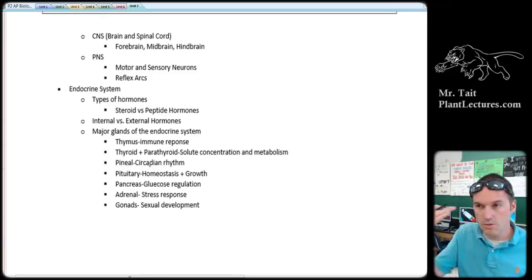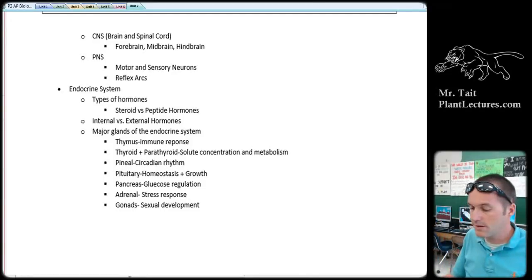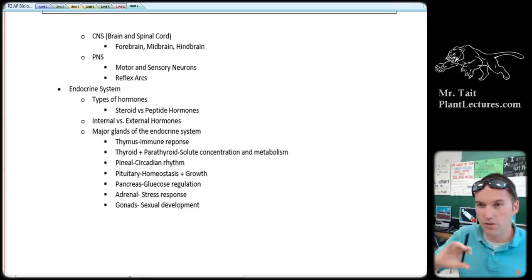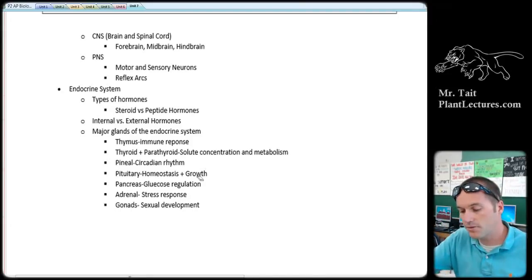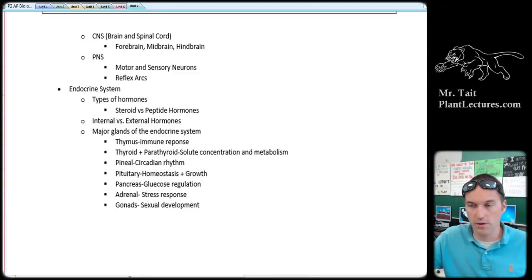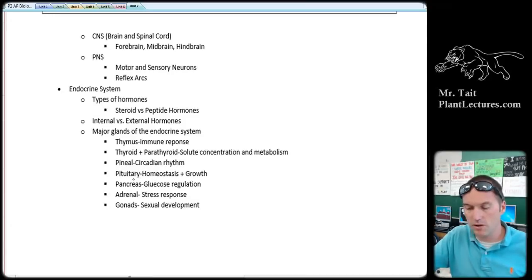Pineal gland is going to regulate your circadian rhythm, or regulate your sleep and wake cycles. Pituitary gland is going to be controlling other glands in the body, and it's going to maintain homeostasis. It's also going to control your growth. So we talked about pituitary disorders where you might grow extremely tall or extremely large, and those are all generally caused by overactive pituitary glands.